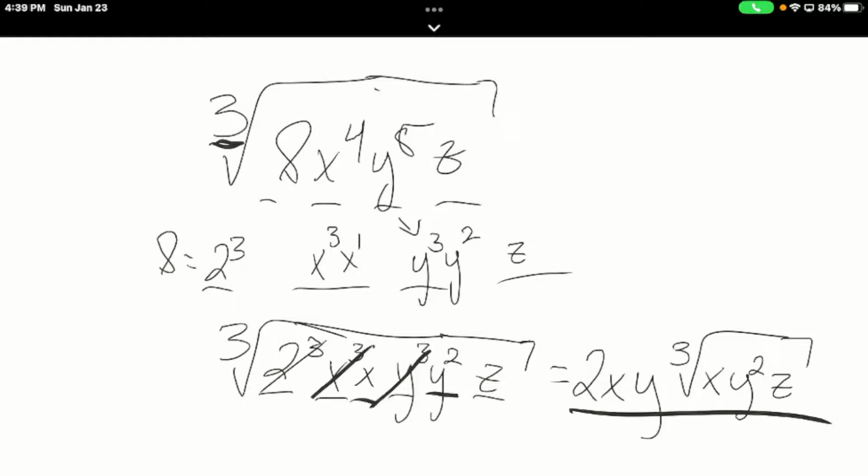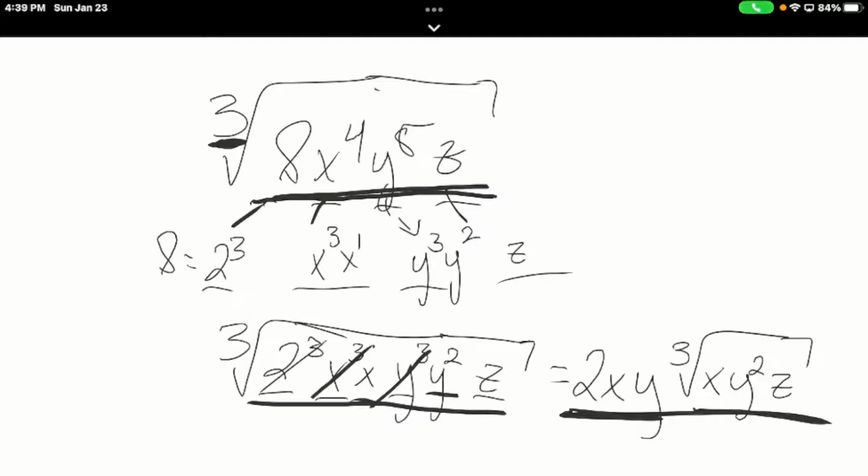Okay? What was my process? Take everything that's inside and break it up as much as I can. Okay? We're looking for powers of 3. Rewrite what's inside as all of those things that I broke it up into. And then anything that has a 3rd power, put it out front because I'm taking the cube root of it. Okay? And then the leftover stuff gets left in the radical.